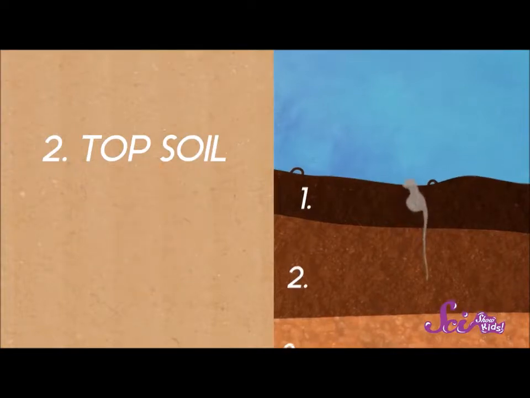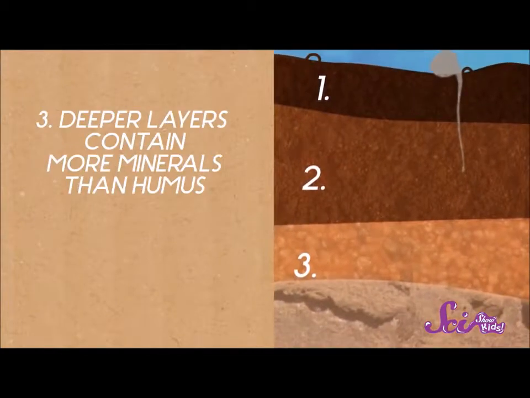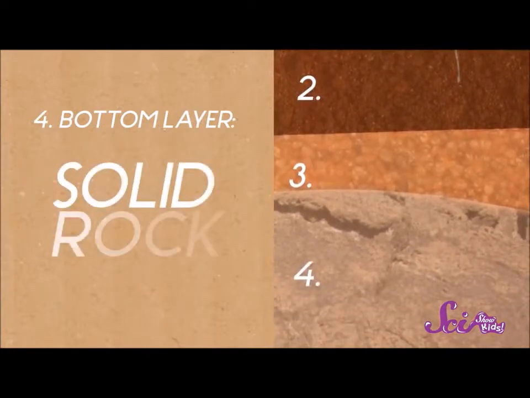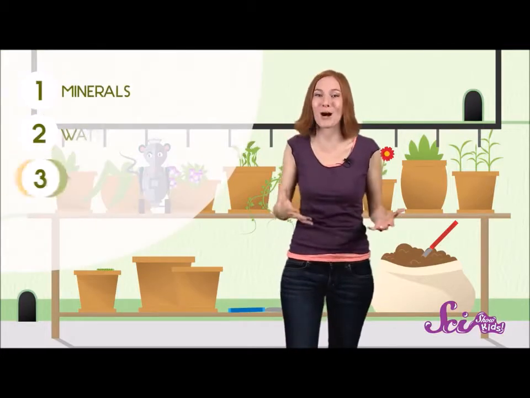As you go further down away from the surface, you find that the deeper layers of soil contain more minerals than humus. And once you get through the bottom layer, you run into a layer of solid rock. So now you have the dirt on soil, and you know it's made up of minerals, water, air, and organic matter. Thank you for asking, Caleb.